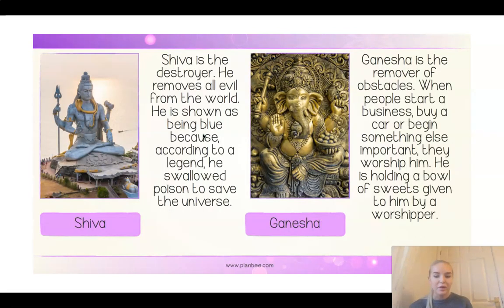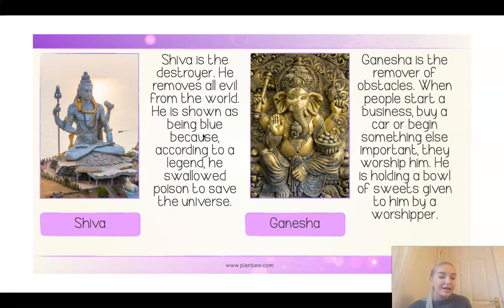Okay, so on the left is Shiva. Shiva is the destroyer. Now he removes all the evil from the world. So he makes sure that there is no evil in the world. And we can see Shiva is the colour blue.